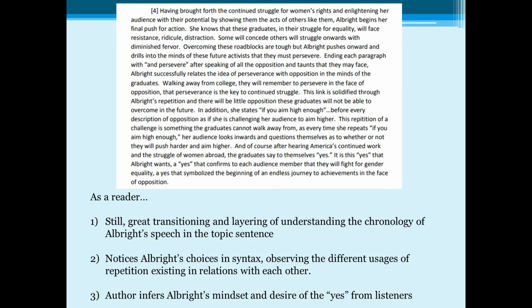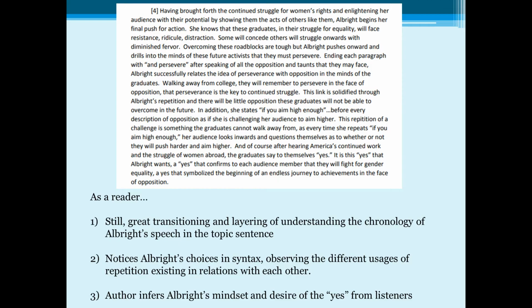And the last body paragraph, again, it's another good transition of chronology in the topic sentence itself. Topic sentence writes, "Having brought forth the continued struggle for women's rights and enlightening her audience with their potential by showing them the acts of others like them." Again, she's alluding to the previous paragraph, right? "Albright begins her final push for action." So even though there's a little bit of push for action in the first two paragraphs, this one here is where she's really talking about the final nail in the coffin, the final push for actual change and all that. Maybe not super specific in terms of what they have to do, but Albright is suggesting that action has to come beyond the limits that are placed before them.